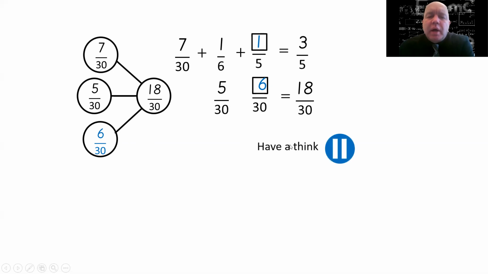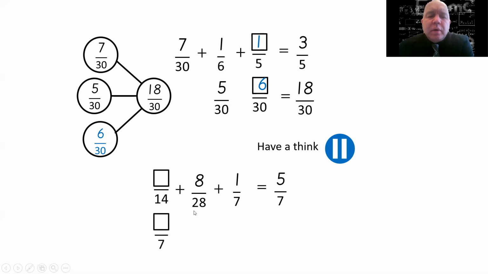Okay? Right. One for you to have a go at. Have a think, pause the video and have a think about that one. Now, we know that we can multiply up to create an equivalent fraction, but we can also divide. And this is what we're going to have a go with this one. So we're actually going to turn them all into sevens. We're going to go the other way. We're going to divide.